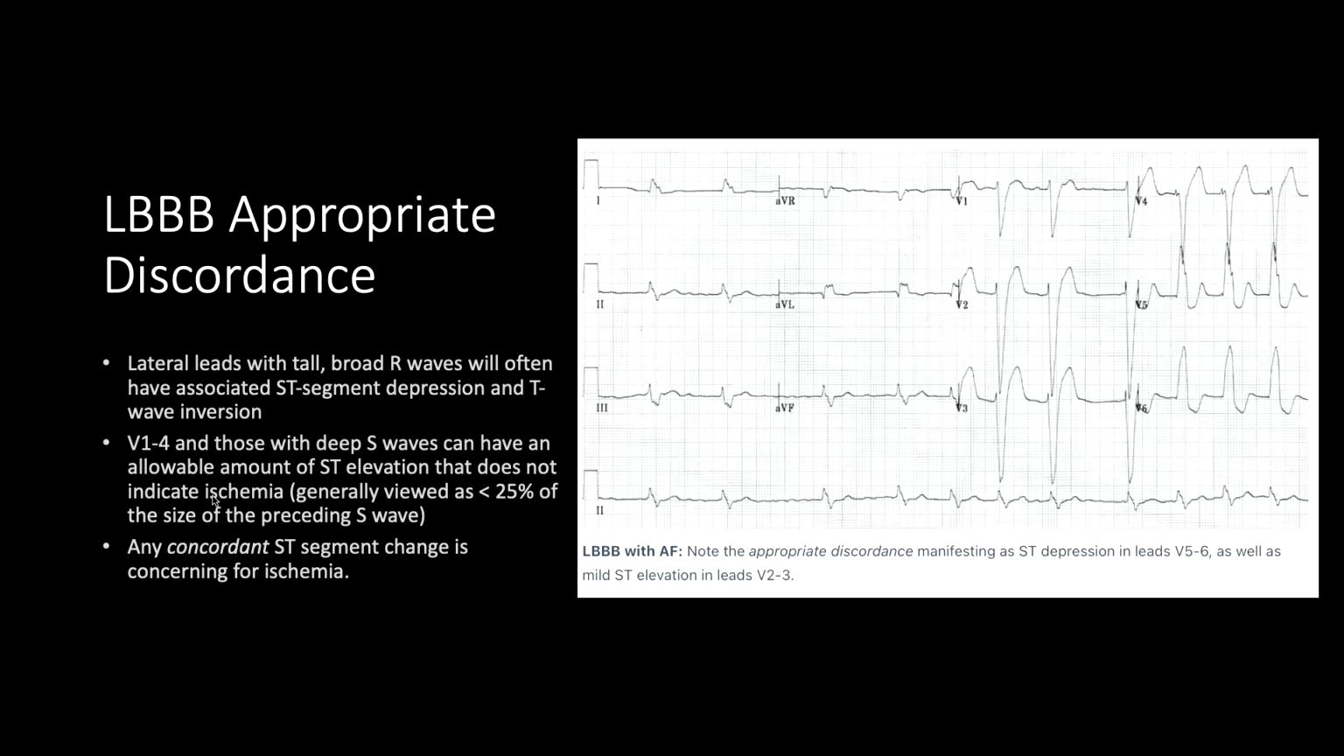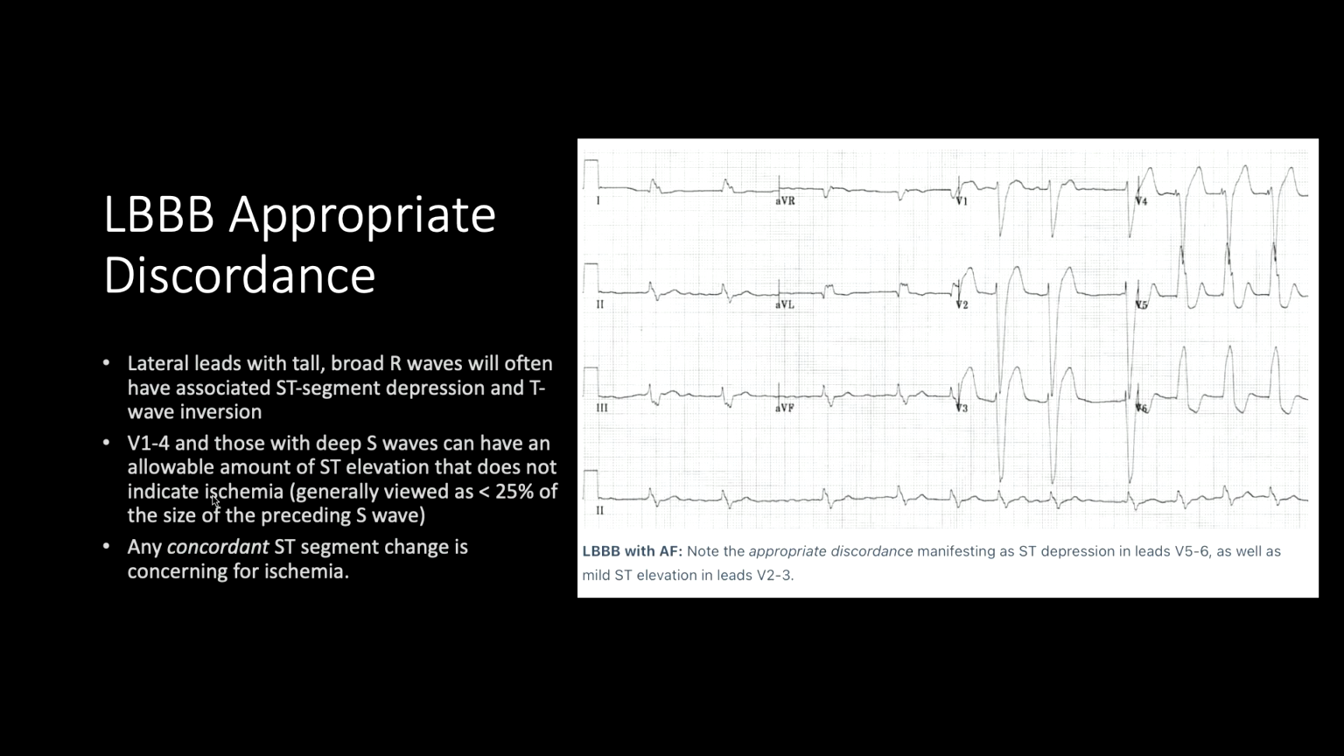Now, this brings us into the next conversation of what's called appropriate discordance. Now, this is where we often think left bundles are STEMIs. So, discordance means essentially you have that deep S wave, for example, in your anterior septal leads, but then you have what looks like that ST elevation that's occurring at the same time after that deep S wave. That's actually normal for a left bundle branch block. Now, at the same time, if you look at lead V6, you're going to see a deep ST depression after you see that R wave. Now that's actually also discordance, and that's appropriate for a left bundle branch block.